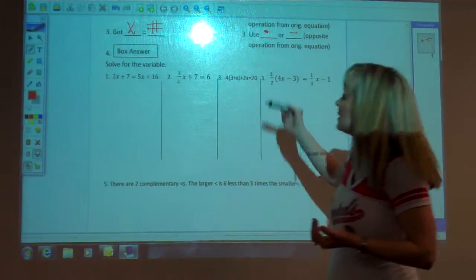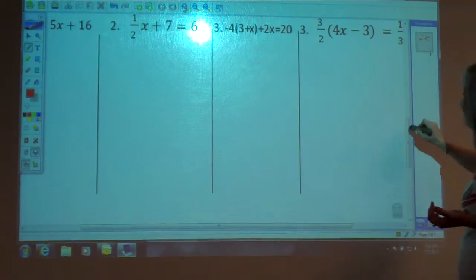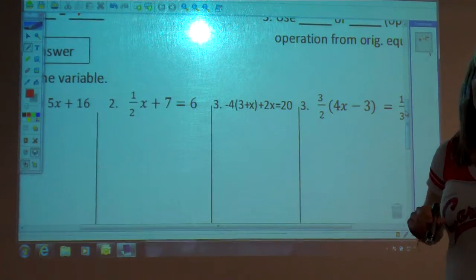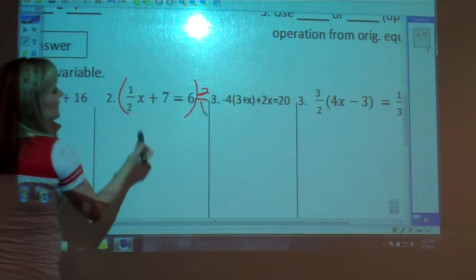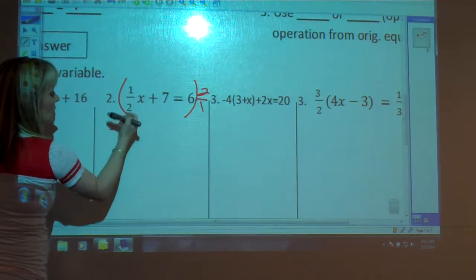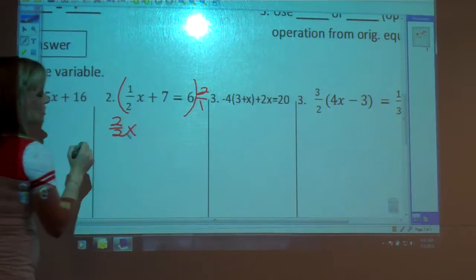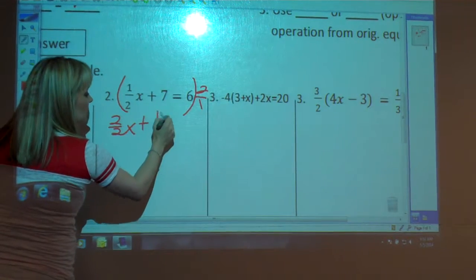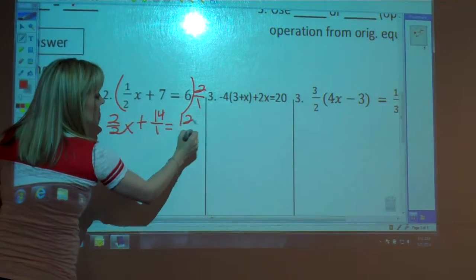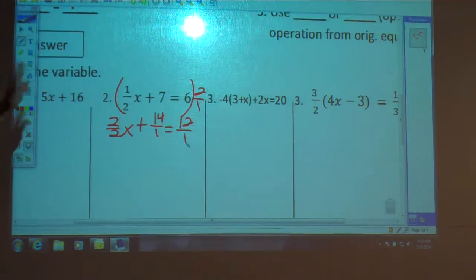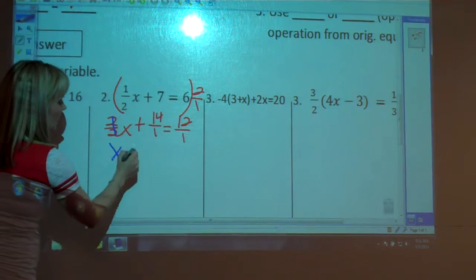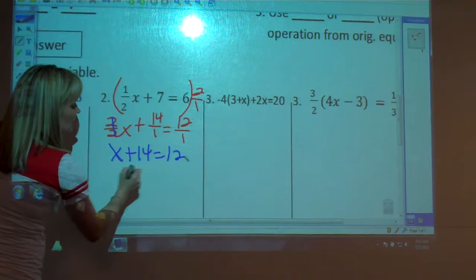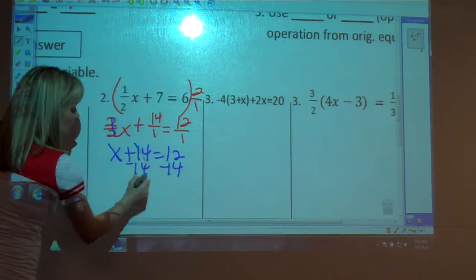Do you notice that you have a fraction in it? Yes or no? Yes, so what am I going to do first? Multiply everything times 2 over 1. That gives us 1 times 2 is 2, over 2 times 1 is 2. Don't forget your x. Plus 7 times 2 is 14 over 1 equals 12 over 1. Yes? Now that I've multiplied everything by the denominator, does my fraction go away, or do I kill the fraction? Yes, this becomes 1. So we have x plus 14 equals 12. Subtract 14 and we get negative 2.